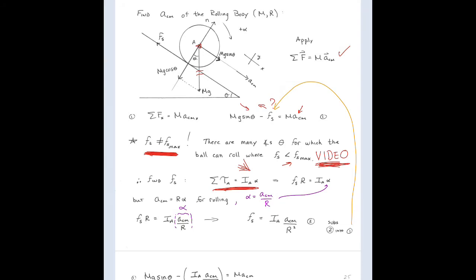Since my picture is drawn pretty clearly, I can easily see the only force that causes a torque is static friction, because all the other ones pass through the axis of rotation. And the good thing about circles is the radius is your moment arm. So the torque about axis A.